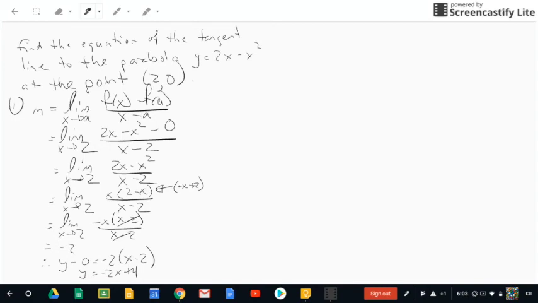Now, that's the first way of doing it. The second way of doing this is to utilize first principles, where the slope is going to be the limit as h approaches 0 of f of x plus h minus f of x. Sorry, I'll clean that up.